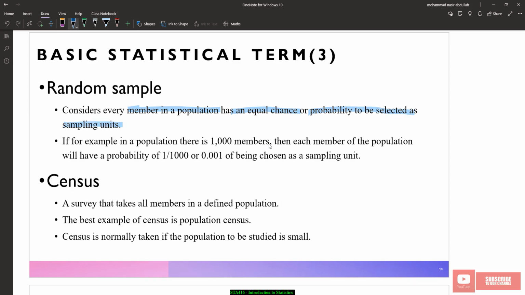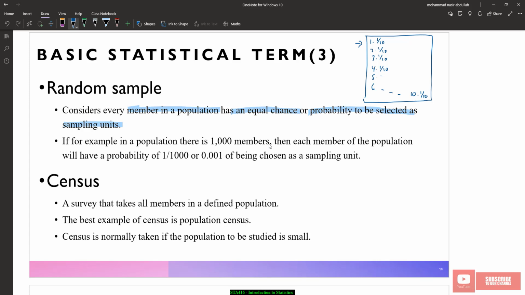Apa maksud dia dekat sini? Let's say you have a sampling frame. Let's say I letak kecil punya sampling frame. Let's say 1, 2, 3, 4, 5, 6 until 10. Contoh. So all members in the population, let's say this is a population, right? Sampling frame. All members in the population have an equal chance to be selected. Maksudnya the first sampling unit ada 1/10 percentage ataupun probability. 1/10, 1/10, 1/10. This is the same chance of being selected.